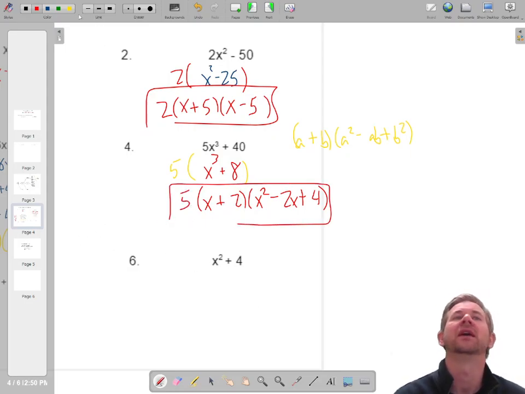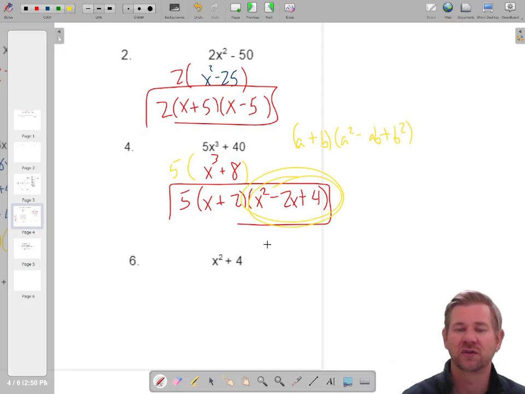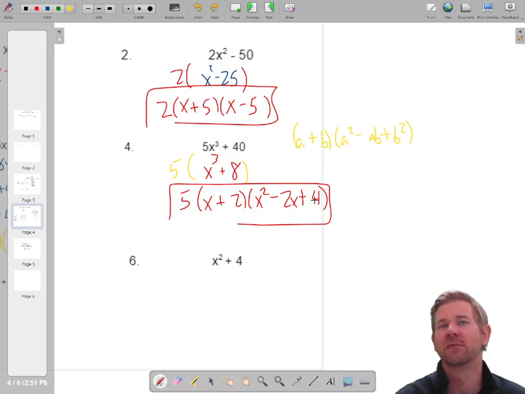Something that's worth knowing, if you do sum and difference of cubes, this will never be factorable. You will always be finished when you get to that step. Okay, nothing multiplies to 4 and adds to -2, so you'll never be able to factor that part of sum and difference of cubes.